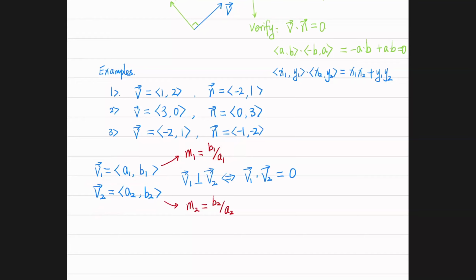Okay, now let's continue. Lucas, these two vectors, the dot product is 0. What does it mean? It means it's perpendicular. Give me a formula using the coordinates. A1, A2, B1. I kind of forgot how to do the dot product.